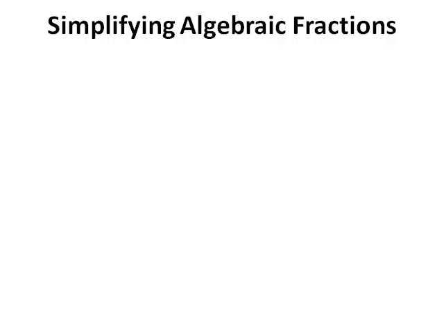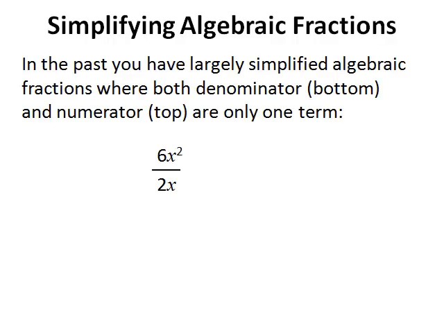Here we're going to come to simplifying algebraic fractions, and as with all of algebra really, it's a build up on what you did last year. In the past, when you had algebraic fractions where the denominator and the numerator had only one term, you cancelled out any common terms. 6 divided by 2 is 3, the x at the bottom cancels the x at the top, and the answer is 3x. This year, I won't give you ones like that, except as working inside other questions.